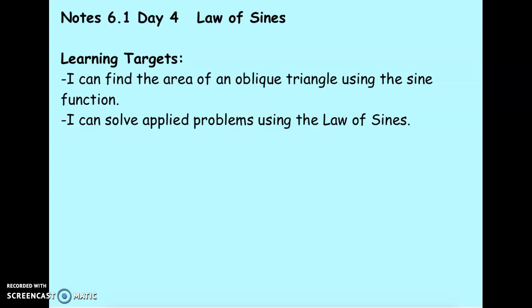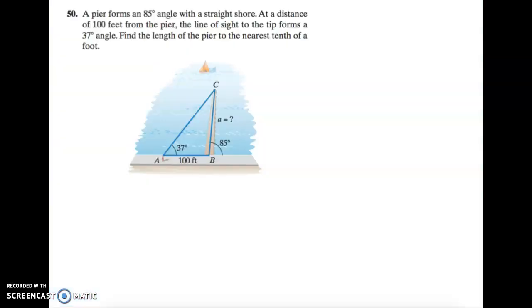Here's lesson 6-1, day 4, law of sines, where we're continuing with application problems using the law of sines. So here's an example that I took from the problem set just to continue with more practice. The question says, a pier forms an 85-degree angle with a straight line of the shore.